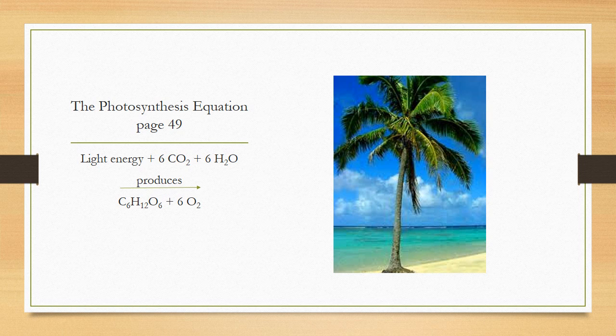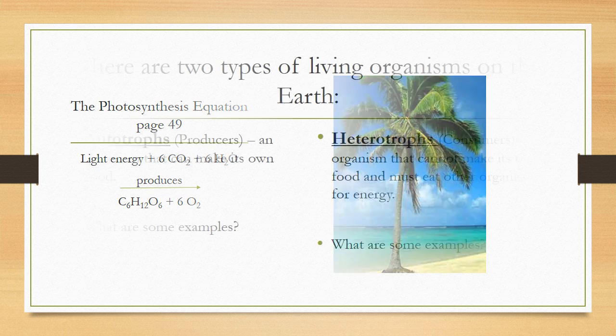1 molecule of glucose plus 6 extra molecules of oxygen, which are then released in the air, which thankfully we are able then to breathe and stay alive. So we have photosynthesis to thank for our oxygen in the atmosphere.